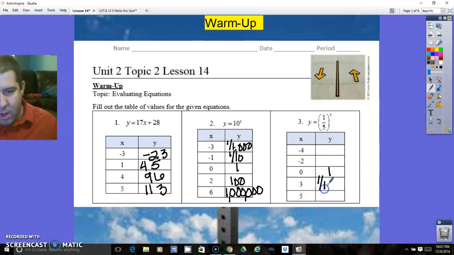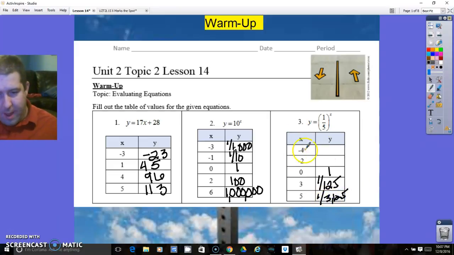So this is 1 over 125. And I need to pull up my calculator again, because I'm going to do 5 to the 5th power. So that's 125, which is to the 3rd power, times 5 again is 625, times 5 one more time is 3,125. All right, 1 over 3,125.